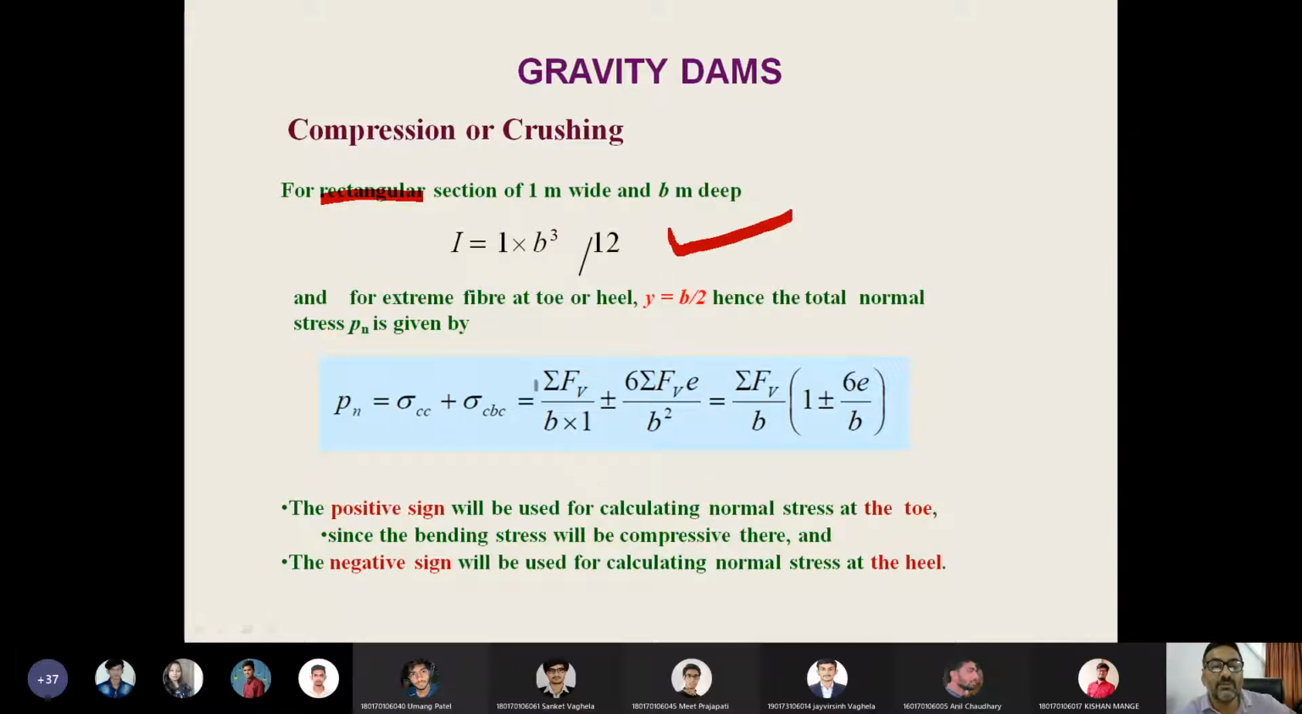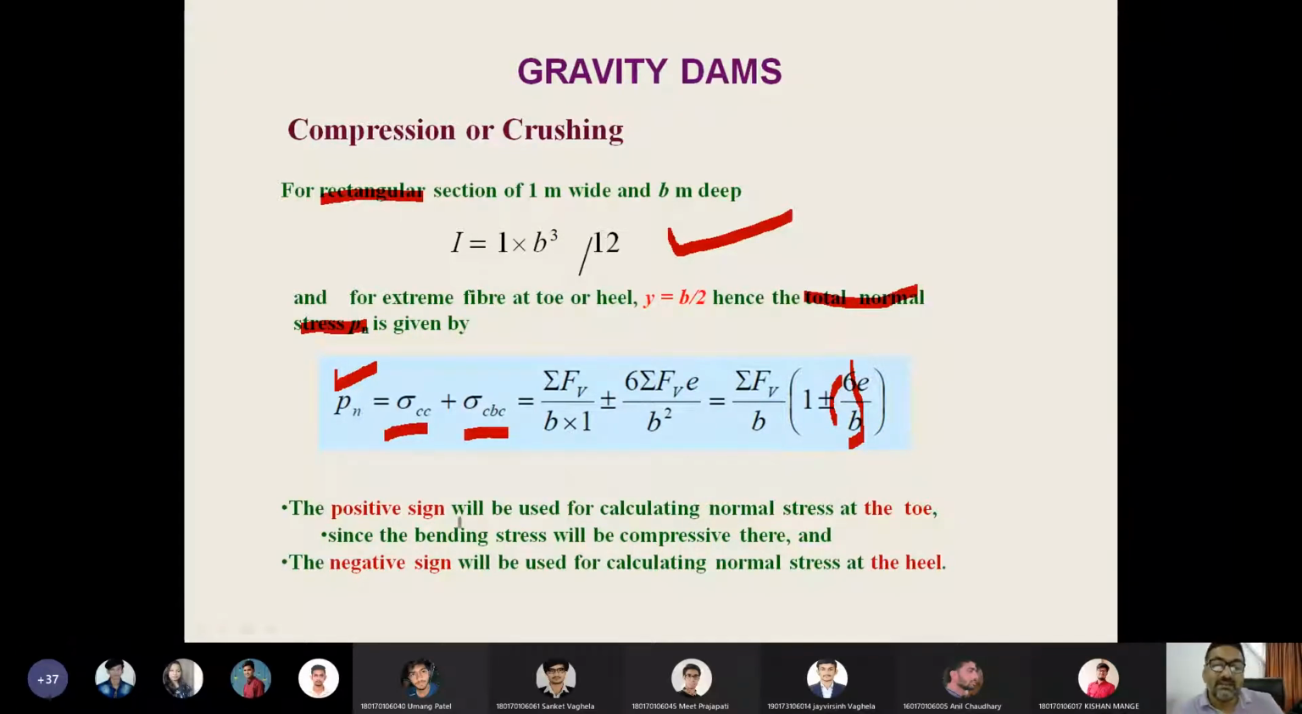If you put in the values of sigma CC and sigma CBC, then we get the normal stresses. So the total normal stress Pn, if we put in sigma FV and B, is given by this equation: sigma FV divided by the base, in brackets 1 plus or minus 6E by B. So this B by 6 will come from this equation. I said that it should be less than B by 6. So this B by 6 is important. We'll see in the next slide why this B by 6 and how it changes the stress calculation.